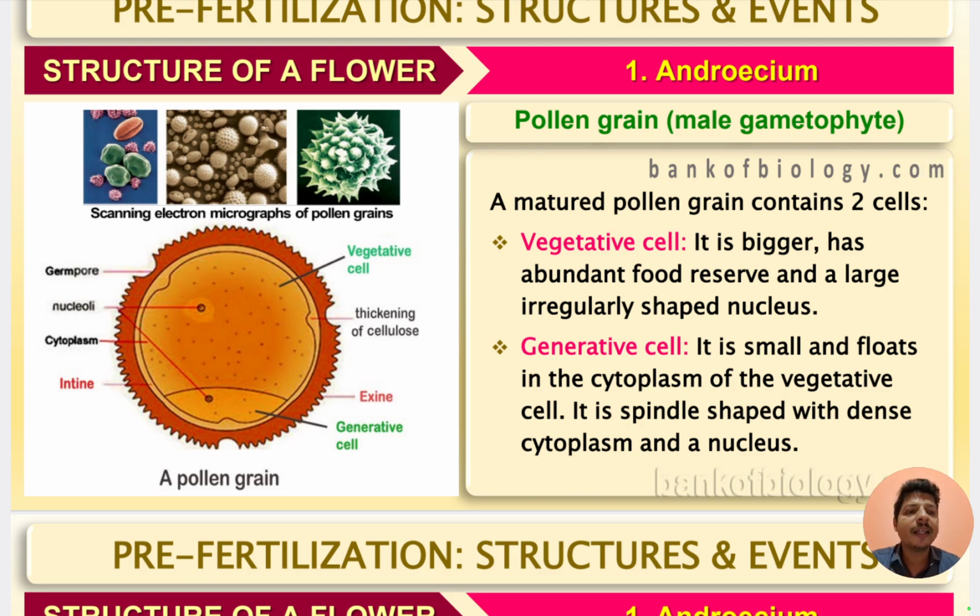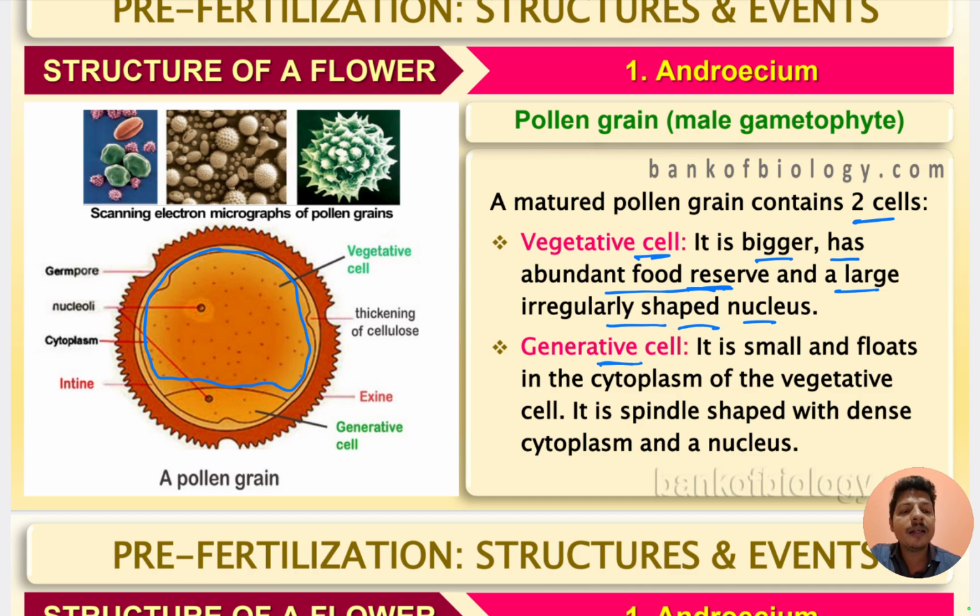a mature pollen grain contains 2 cells. One is a vegetative cell. It is the larger one, you can see, the vegetative cell. It is bigger and has abundant food reserve material and a large irregularly shaped nucleus. It is mainly used for food reserve.